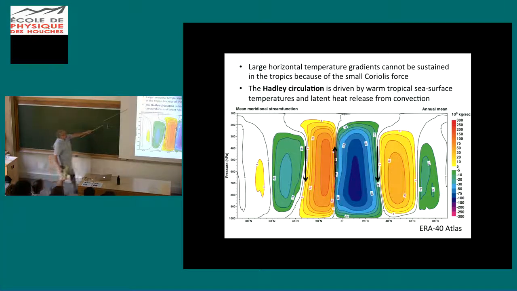And the Hadley circulation, in principle, we say is driven. You've got to be careful with these concepts, but the simplest explanation we've got is the warm sea surface temperatures in the tropics and latent heat release. You would have heard a lot about this last week, and that drives ascent here. This is in the annual mean picture, and then descent to these subtropical regions at about 30 degrees. So these are the so-called Ferrel cells, but the Hadley cell is the main feature.